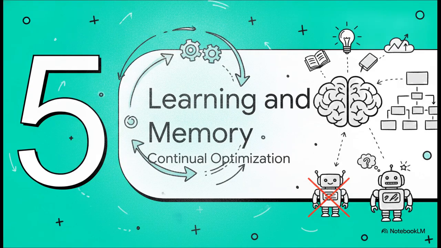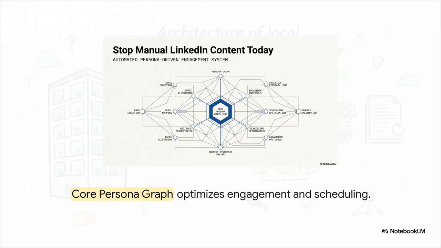Bringing us to our final section, Section 5, Continual Learning and Memory. Let's examine how the system's memory allows it to continuously optimize its output over time. Because an agent that doesn't learn from its past actions is, well, really just a script. Now, this is where the real magic happens.